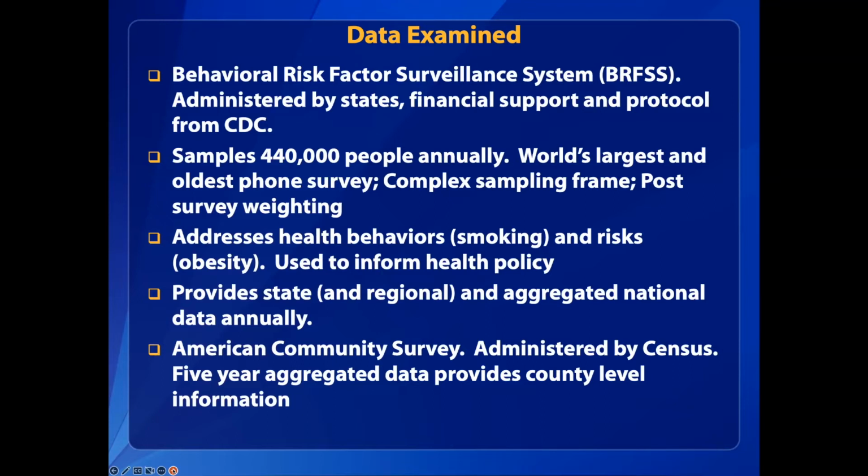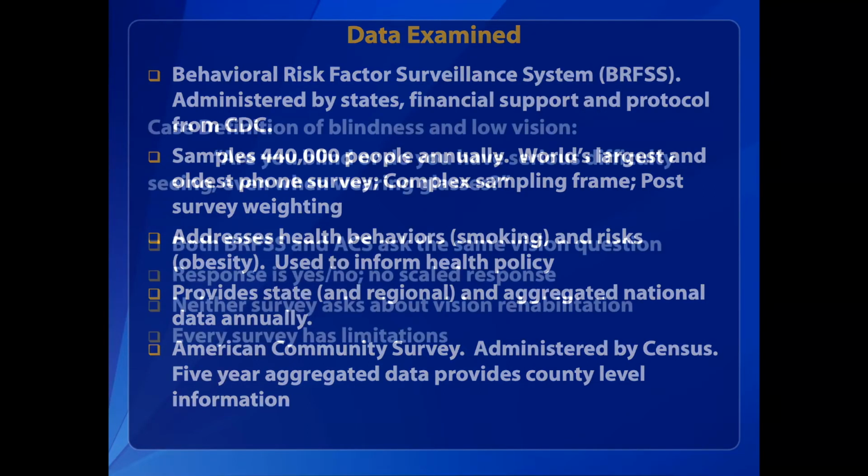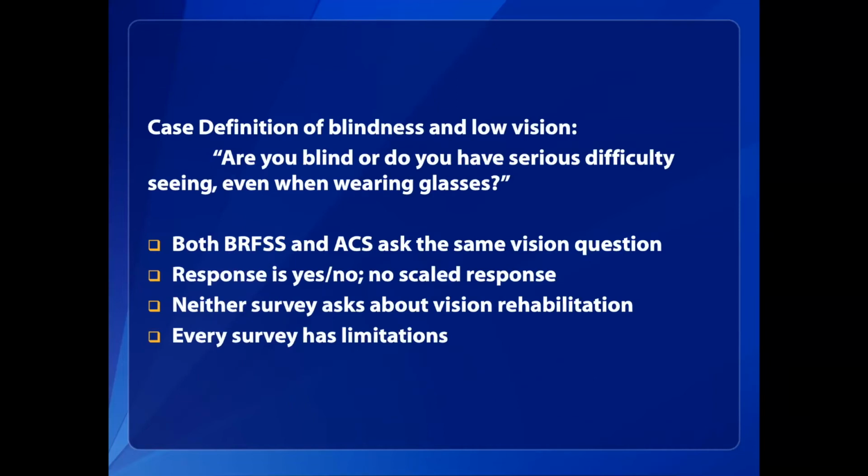Let's go to the next slide, and I'll try to move along a little faster. In each of these surveys, this is the strength and weakness. This is what people do for a living. The case definition of blindness and low vision in this survey is a positive response to the question, are you blind or do you have serious difficulty seeing even when wearing glasses? That question appears in both the BRFSS survey and the American Community Survey. They ask the same question.